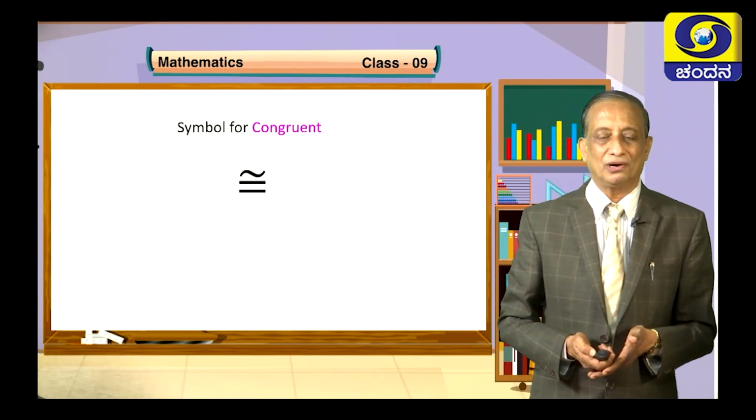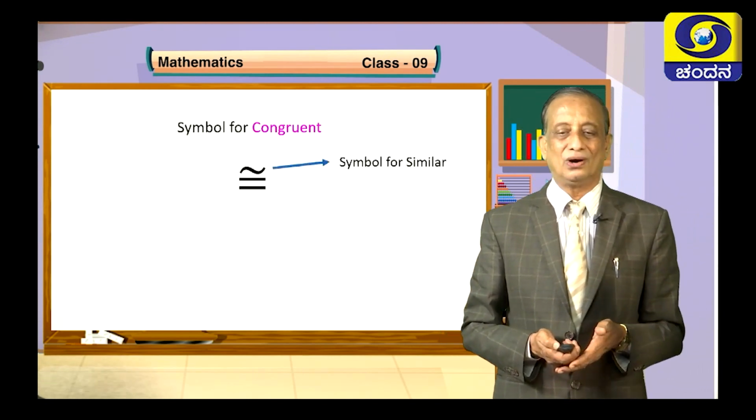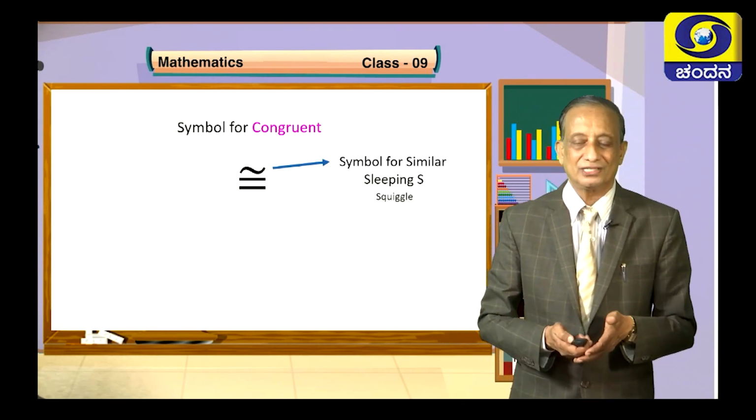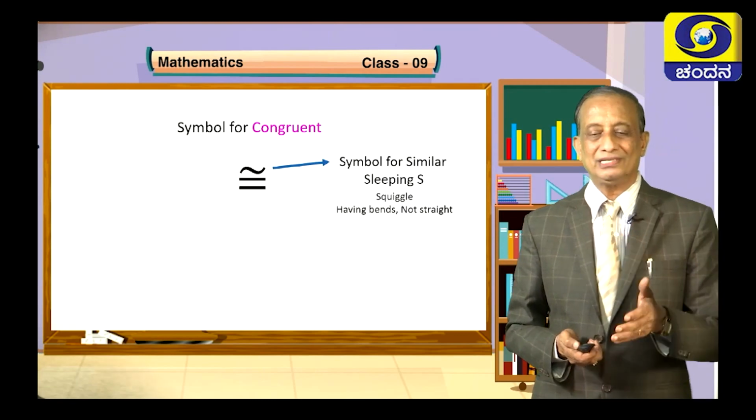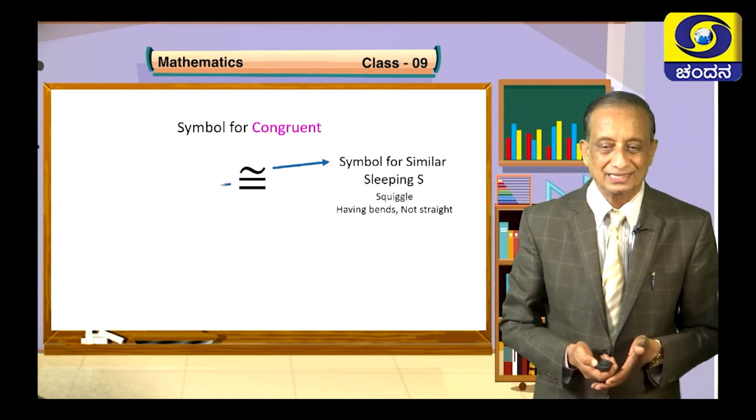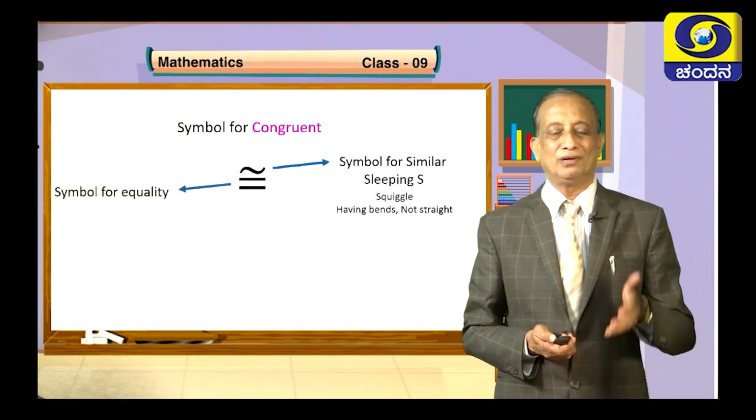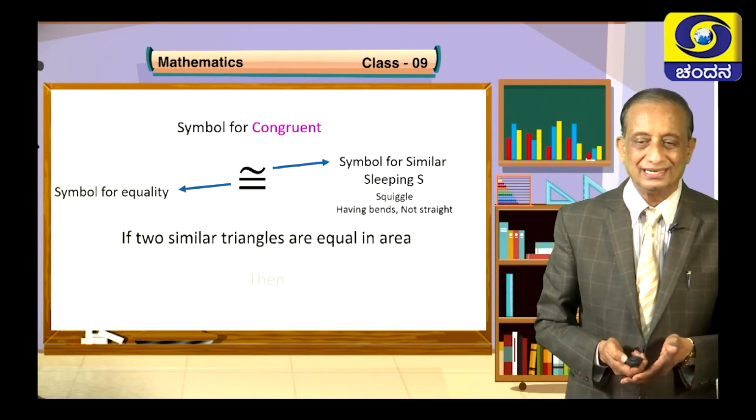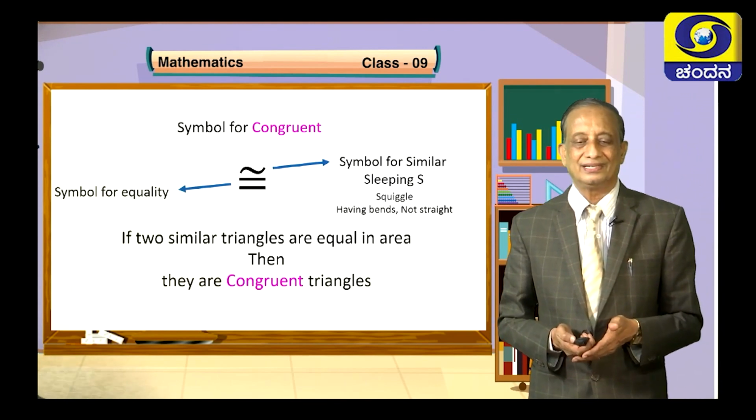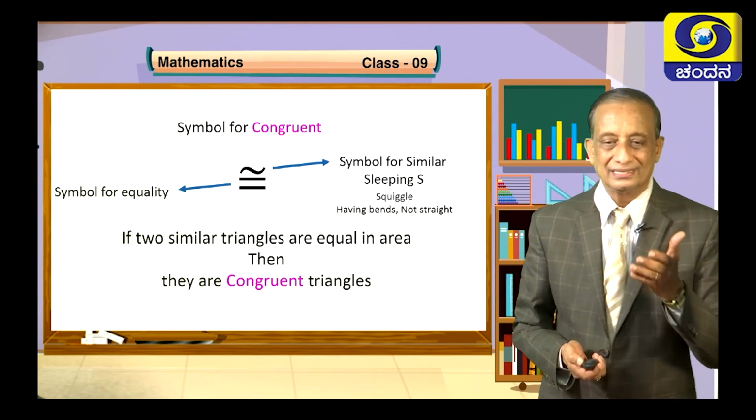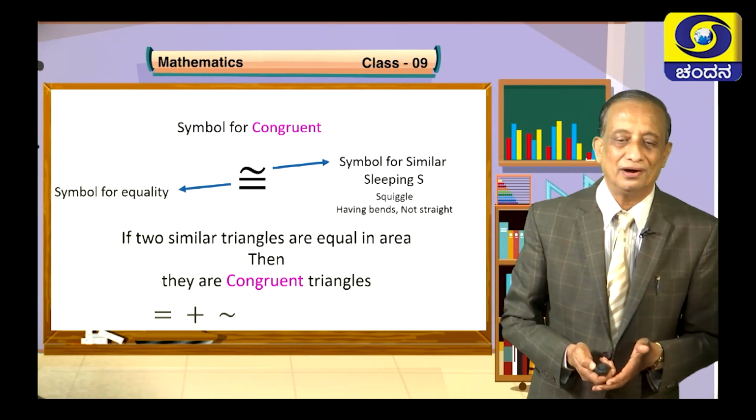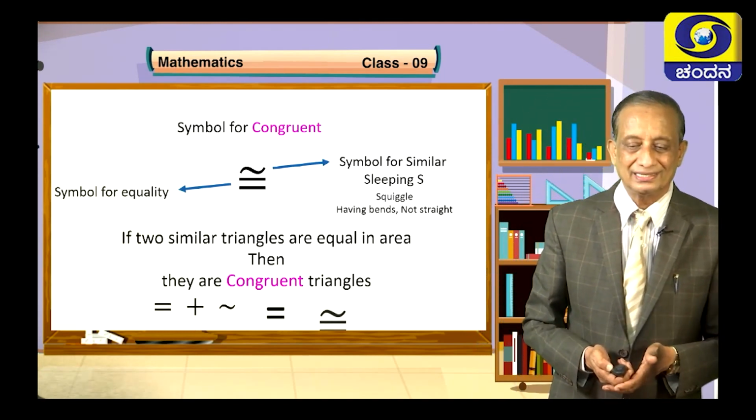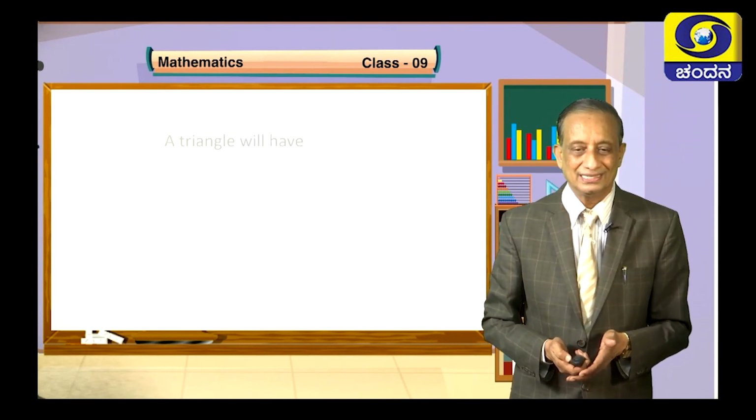So the symbol for congruent is this. This is called the symbol for similarity, called the sleeping S or squiggle. Having a squiggle means having bends, which is not straight. This is the symbol for equality. Later you will come to know that if two triangles are equal in area and similar, then they are said to be congruent triangles. Hence, this is the symbol for congruency. So equality plus similarity is nothing but the congruency symbol.